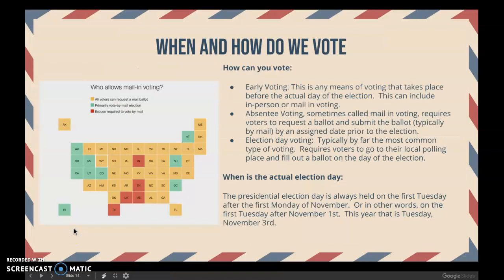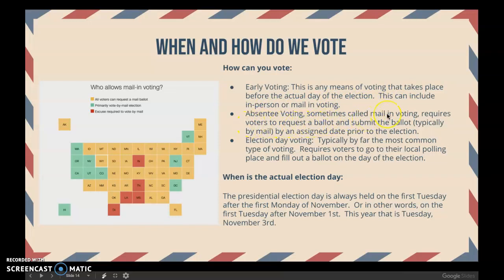And then the last thing I wanted to talk about was when and how you vote. So this year's a little different. Every year you can vote early, but this year a lot of people are voting early. As of this morning, I heard about 80 million people had already voted. So early voting is any means of voting that takes place before the actual day of the election. This can include in-person or voting by mail.